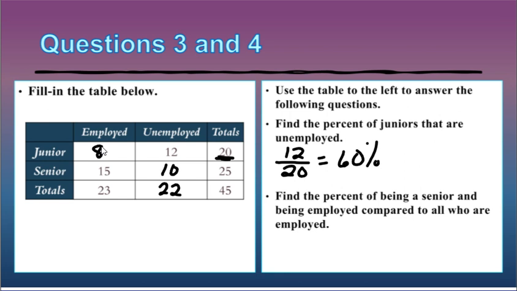Last question, find the percent of being a senior and being employed compared to all who are employed. So senior and being employed is right here. So 15 out of, compared to all who are employed. So all who are employed are 23. So I'm going to take 15 divided by 23, multiply by 100, and this gives you roughly 65.2%.